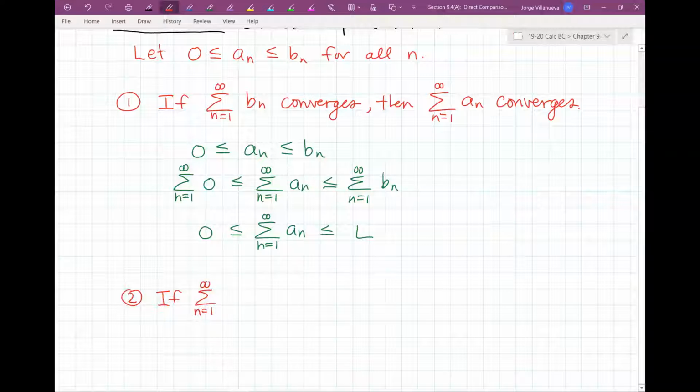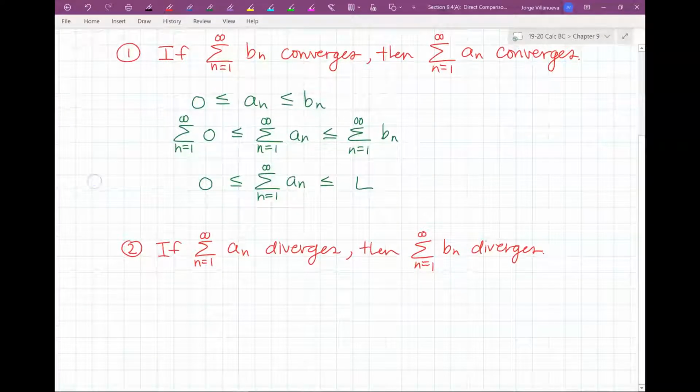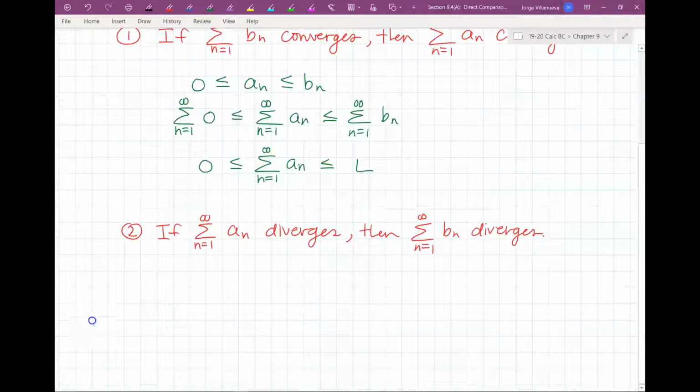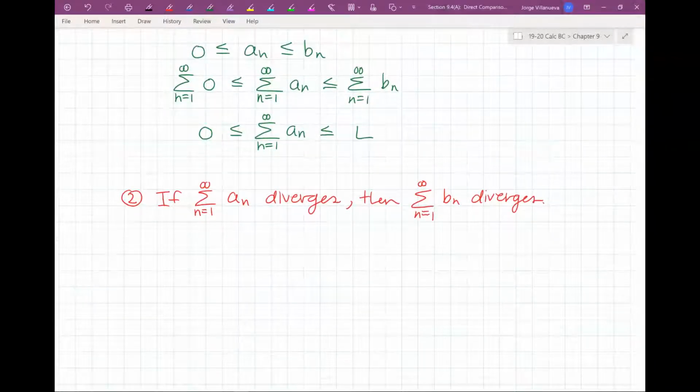So if the sum as n goes from 1 to infinity of a sub n diverges, then the sum as n goes from 1 to infinity of b sub n diverges. So I'm going to do the same thing I did up here. Just to show you why this is the case, I'm going to start off the way I did the other one. Okay, I start off with the let statement. Let this be true. Okay, then I'm going to put in my sum.